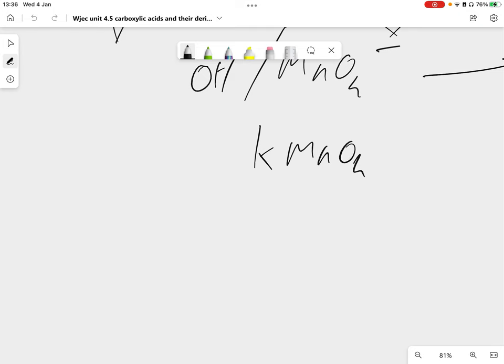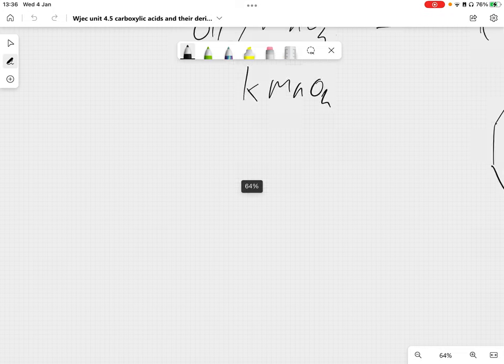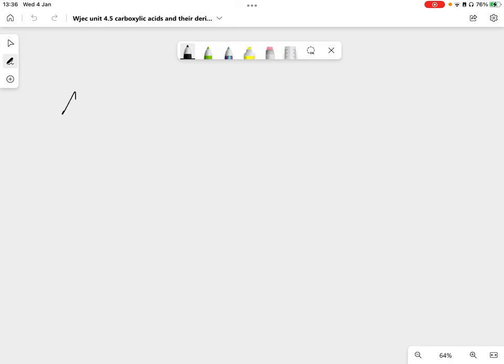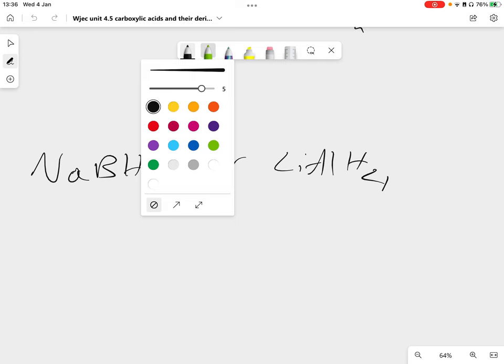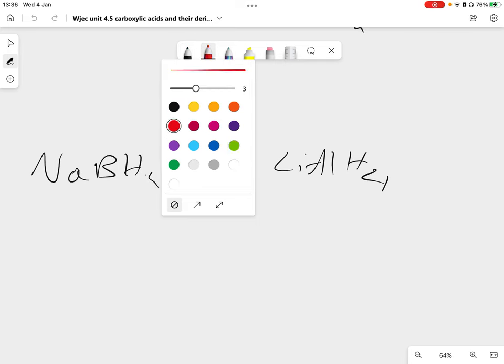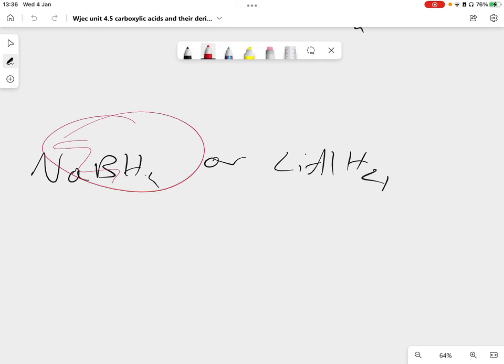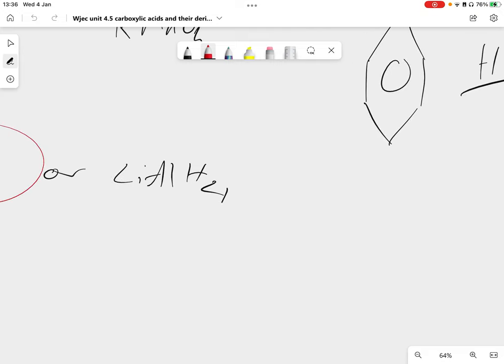Now we're going to move on a bit further onto the reduction of a carboxylic acid. Now we know two reducing agents. We can use our NaBH4 or LiAlH4. Now, for this reaction, due to the stability of our carboxylic acid, NaBH4 can't be used. It's too weak of a reducing agent. So we're going to use this one.